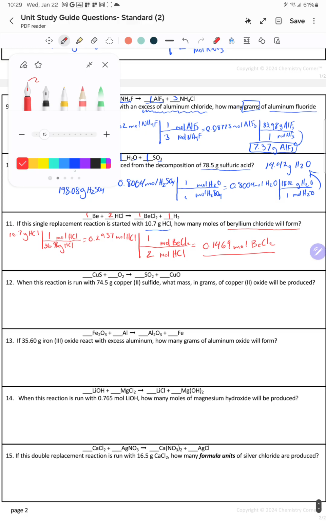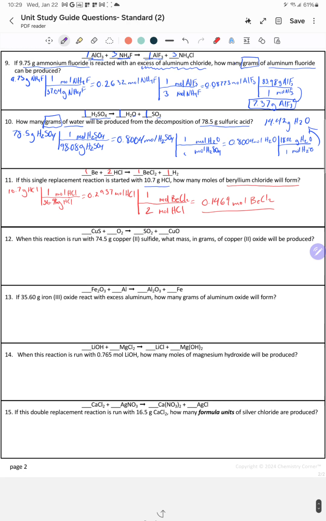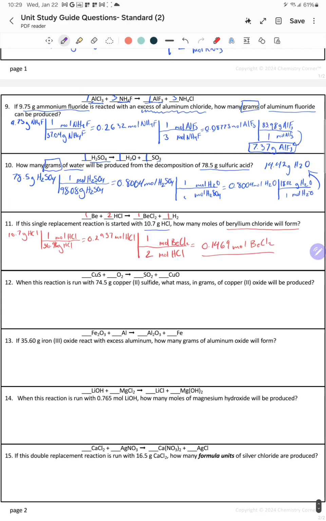All right, let's go purple this time. Okay, so when this reaction is run with 74.5 grams of copper 2 sulfide, what mass in grams will be produced? Mass just means what is the mass, and you want it measured in grams. So don't get caught up with all that. You just find grams of copper 2 oxide that will be produced.